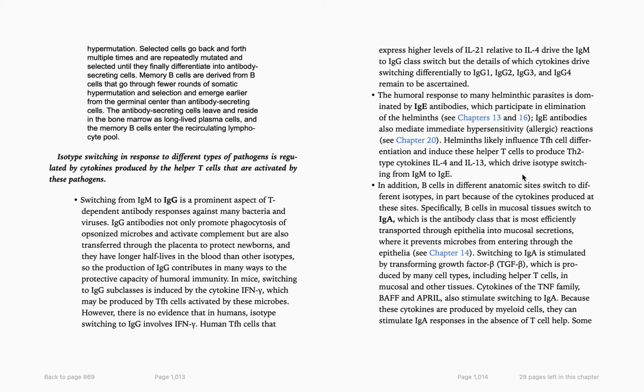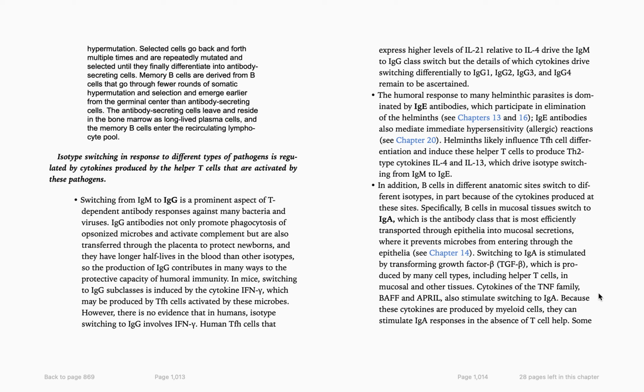In addition, B cells in different anatomical sites switch to different isotypes in part because of the cytokines produced at this site. Specifically, B cells in the mucosal tissue switch to IgA, which is the antibody class that is most efficiently transported through epithelium into the mucosal secretions, where it prevents microbes from entering through the epithelium. Switching to IgA is stimulated by transforming growth factor beta, which is produced by many cell types including helper T cells in mucosa and other tissues.